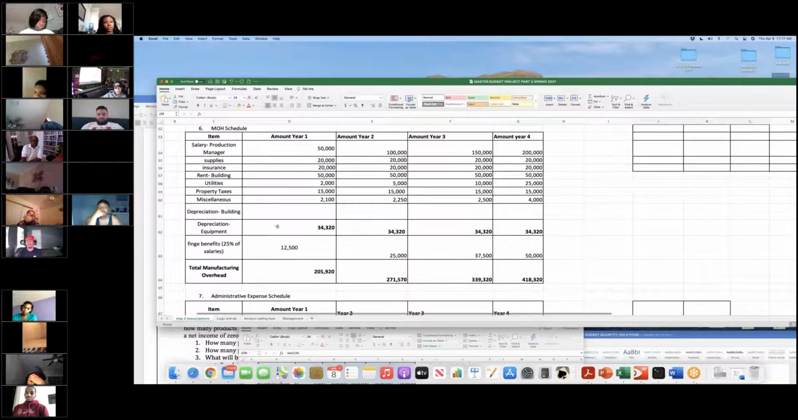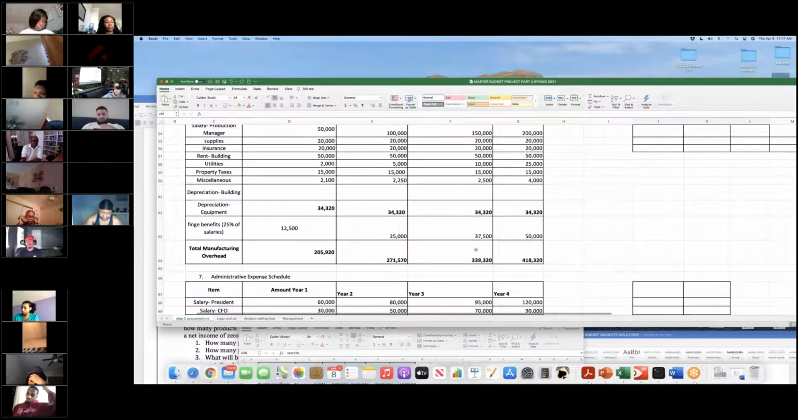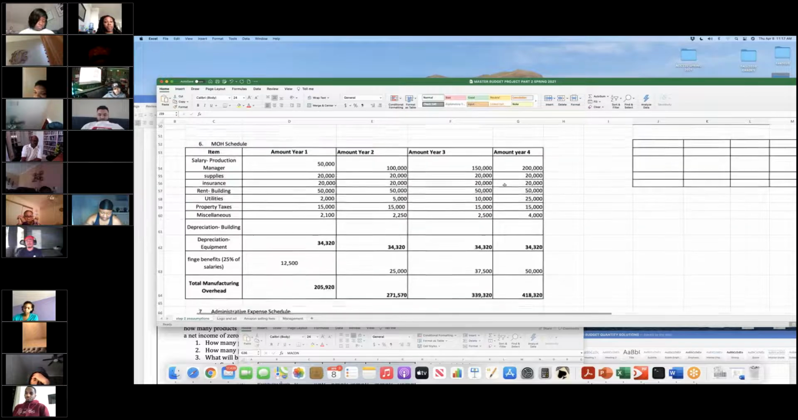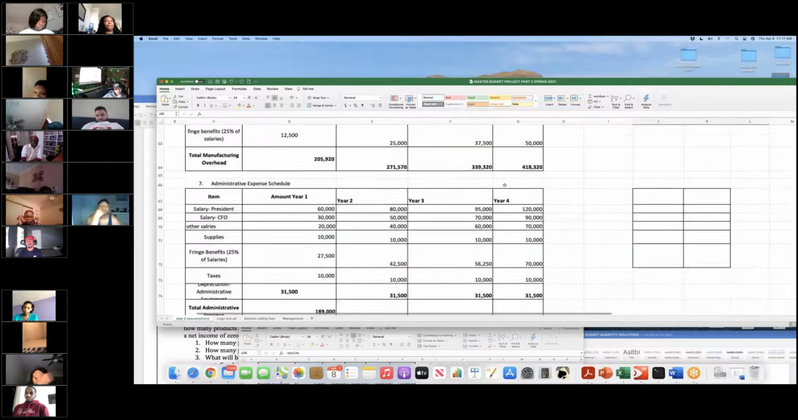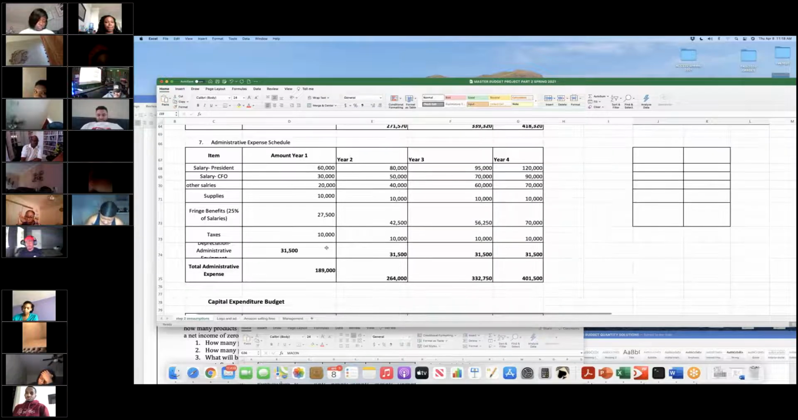Your depreciation on the equipment, we'll talk about that. That's calculated below. If you've got salaries, you've got 25% fringes on them. So this is the total manufacturing overhead cost. You create this. Administrative things, the same thing. Salary of the president, CFO, the fringes on that. Depreciation on administrative equipment, then your total administrative expense.